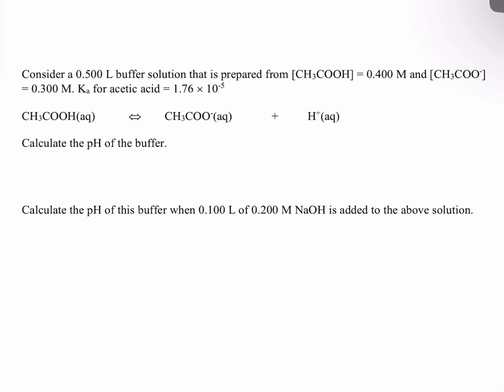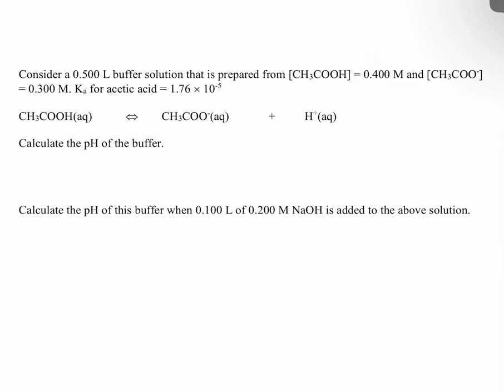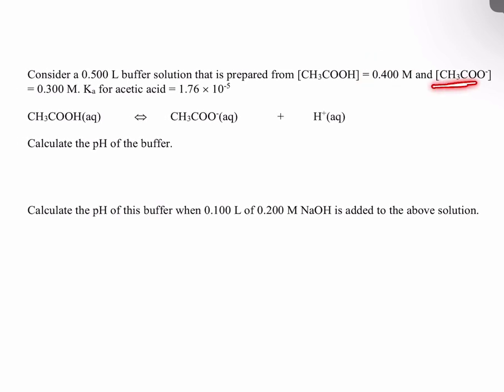Okay, so now we're going to solve this question right here. It's basically saying consider a 0.5 liter solution that is prepared from acetic acid, and it's giving us in molar 0.4, and its conjugate base, which is 0.3. And we have Ka, which is 1.76 times 10 to the negative 5. And it's asking us two things.